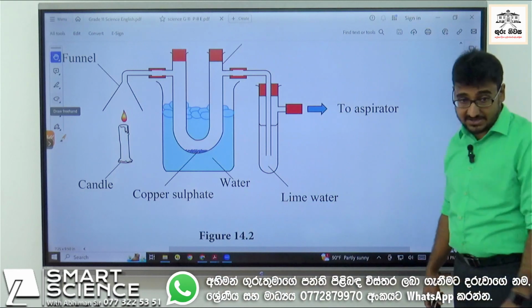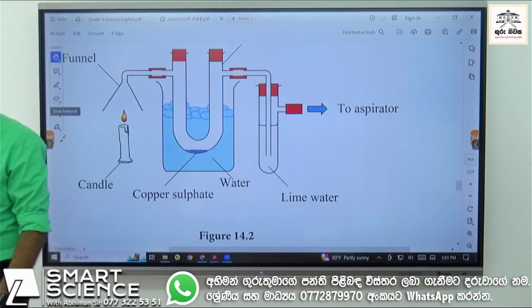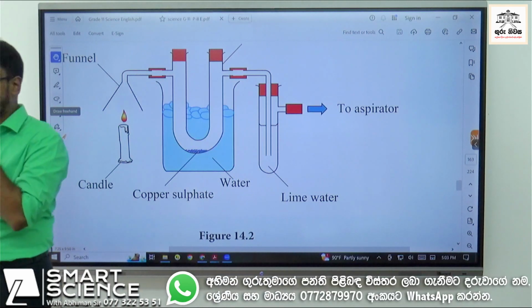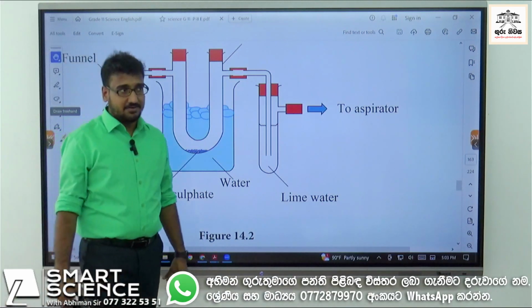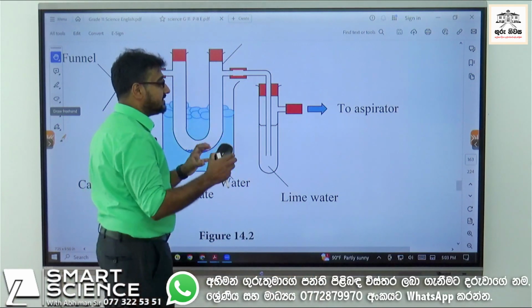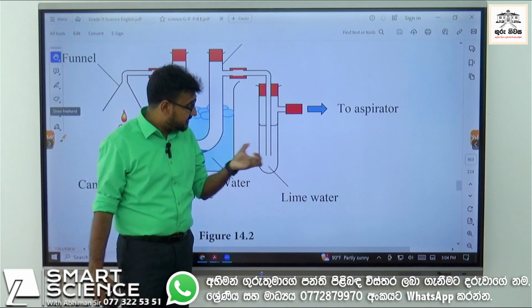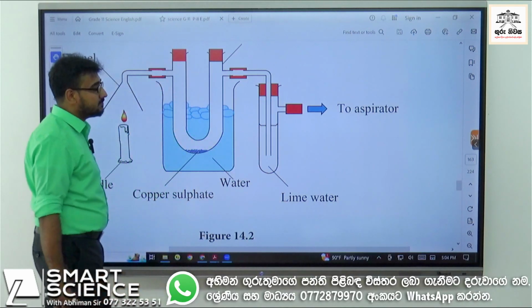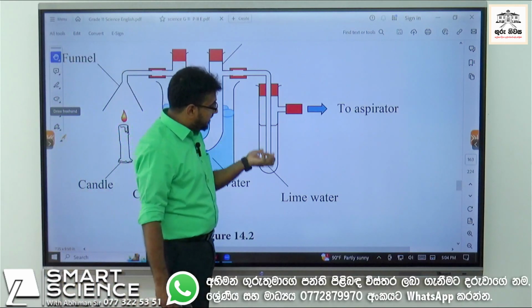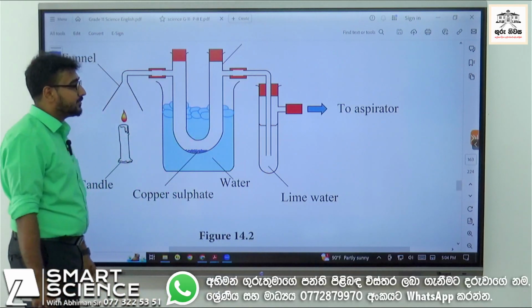How? By using colorless lime water. Grade 6 වලදී it turns into what color පුතේ, with carbon dioxide, lime water? Milky white color. Yeah, milky white color. කිරි සුදු පාටට හැරෙනවා but only with carbon dioxide. So here the end of the tube is inside the lime water. So bubbling the end product, we can prove it because it turned into white color, then we can prove the presence of carbon dioxide.